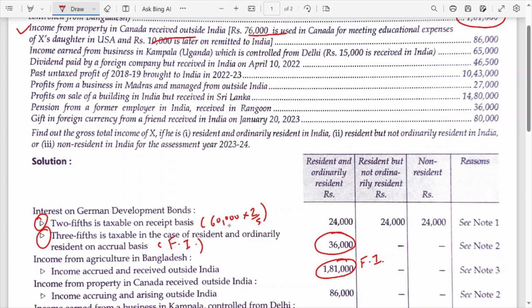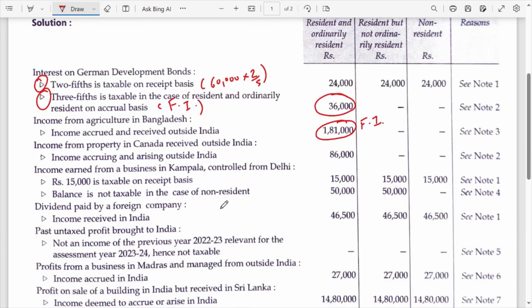And here, property situated in Canada means it accrues or arises outside India and is received outside India. So this full income is foreign income. So this 86,000 is taxable in the first category. Income from property in Canada received outside, so income accruing and arising outside India. So the 86,000 is taxable in the case of the first category, because it is a foreign income, and in the remaining two categories it is not taxable.